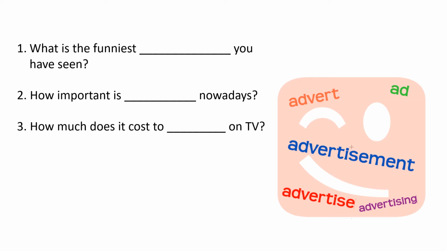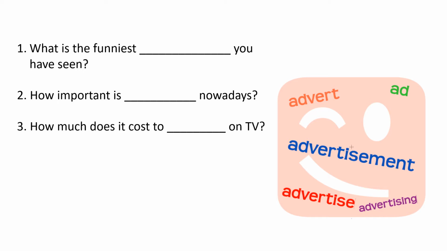In the box here, you can see 5 different words. 3 of them have the same meaning. Do you know which? It's advertisement, advert, and ad. They all mean oglas. Then there is advertising, meaning oglašavanje, and advertise, a verb, glagol, meaning oglašavati.